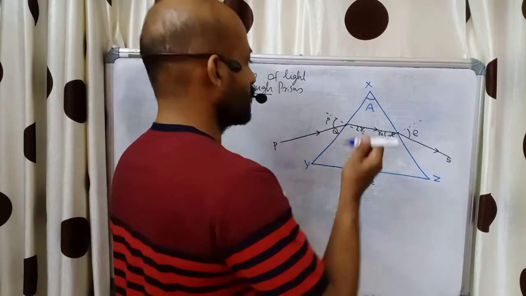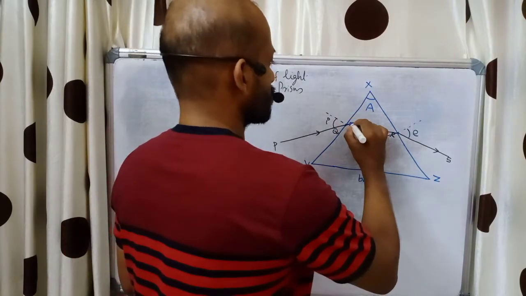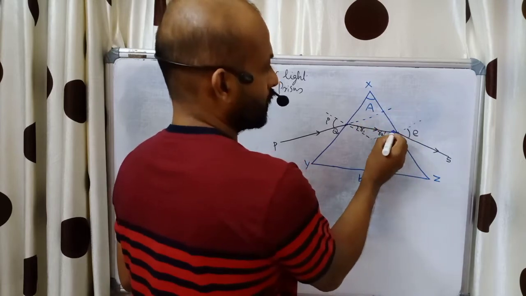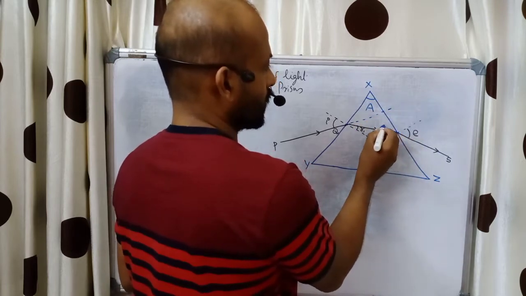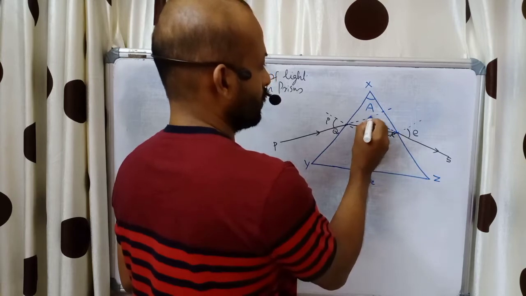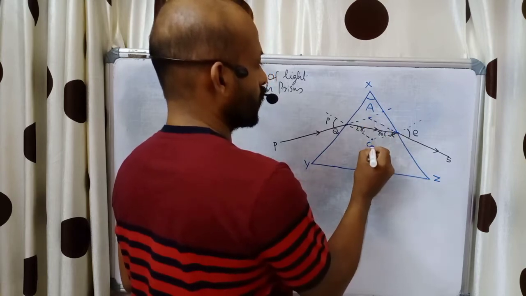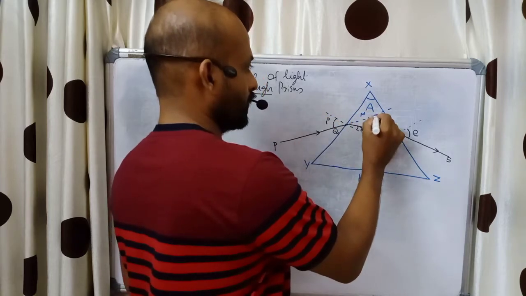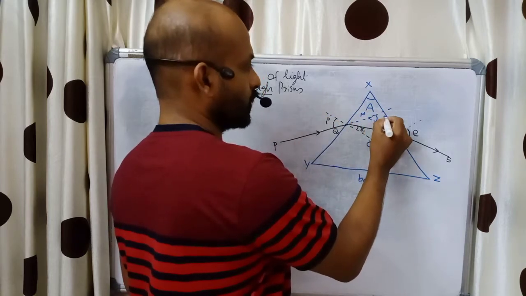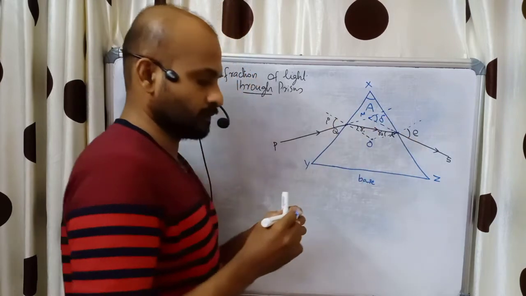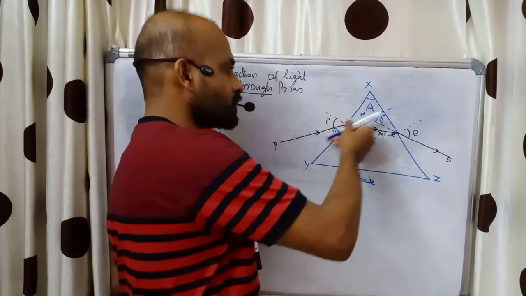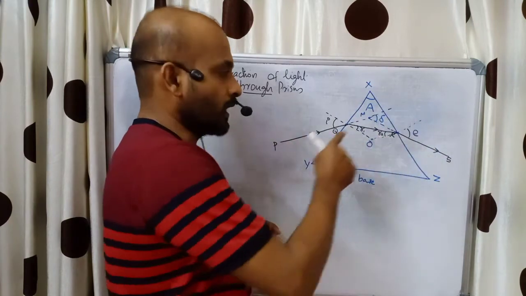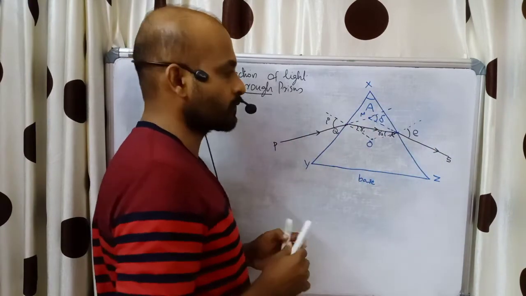Now I will extend the incident ray in the straight direction and I will extend the emergent ray also in the backward direction. So they will meet at a point. This point I will mark as O and this point I am labeling as M. Here they make an angle. This angle is called the angle of deviation, the angle between the extended incident ray and the extended emergent ray.